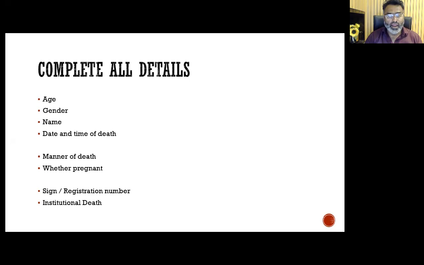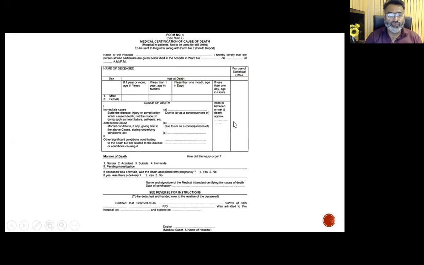Put your stamp, and if it is an institutional death, on the half part below, they'll ask the medical superintendent also to sign in, where they need to mention the name of the hospital, and the medical superintendent will sign it. So this is how we fill the form. You can have a look at this. At the bottom, it is a medical superintendent certified on so and so person, resident of so and so, was admitted to the hospital on so and expired on so and so date.